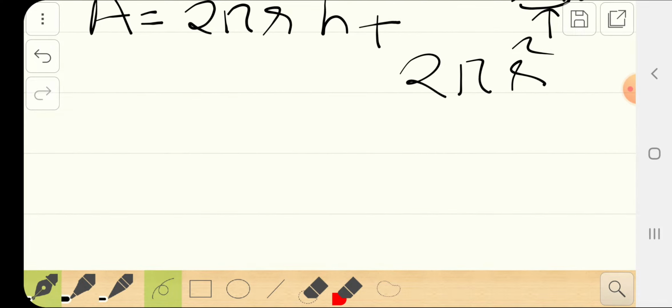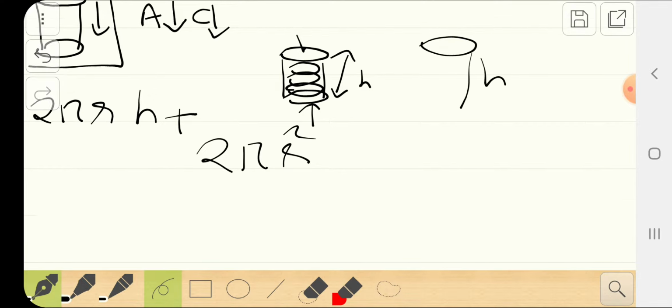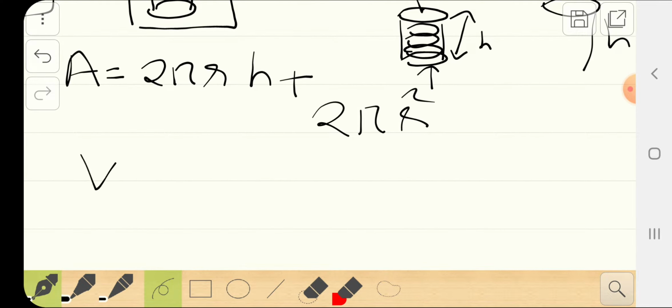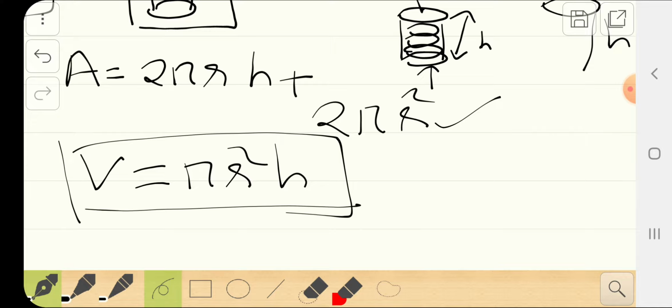And for the volume part, you have the same cylinder. The volume will be the area times height. So each area will be pi r square times the height. So it's pi r square h. So volume is equal to pi r square h, right? So we got the volume, we got the area. Now I'm going to substitute this volume component into the area, right?